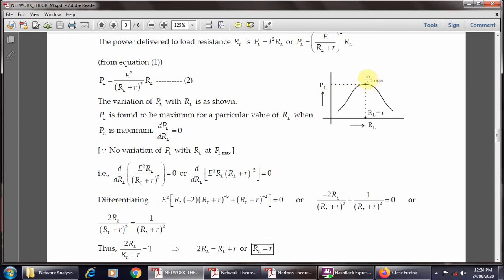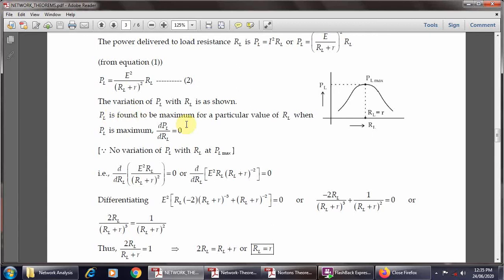Here is PL max, which means maximum power is delivered. Beyond that, as the current flowing through the resistance keeps increasing, the power decreases. Here a probability density function-like curve is followed by the maximum power transfer theorem. The variation of PL and RL is as shown in the figure here.